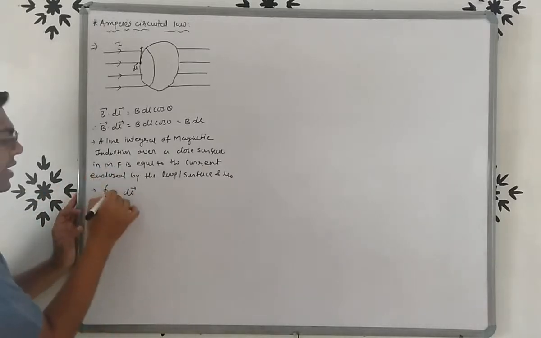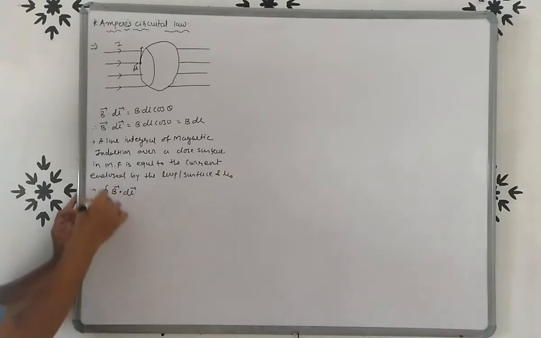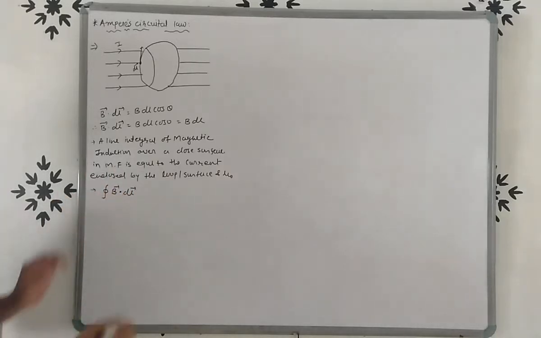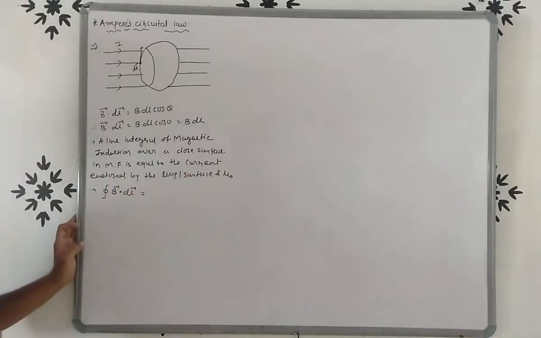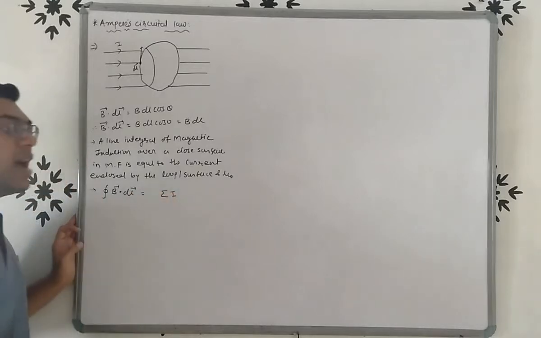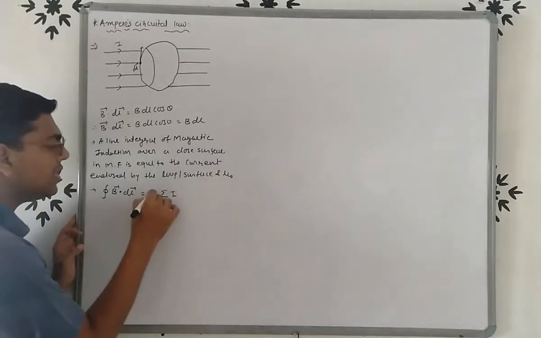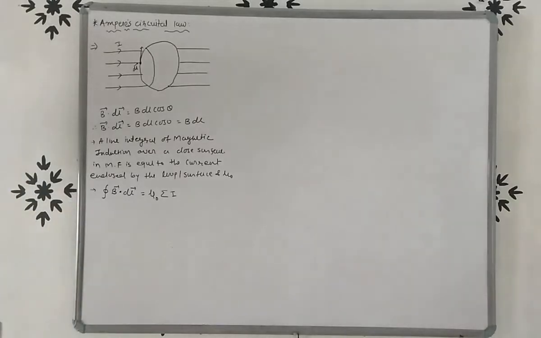In magnetic field, the equation will be like this: closed integral of vector B dot dl is equal to the current enclosed by the loop. So current enclosed by the loop is sigma I, and permeability is mu 0. So the equation of the Ampere circuital law is closed integral of vector B dot dl is equal to mu 0 I.